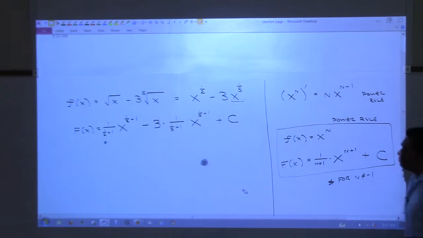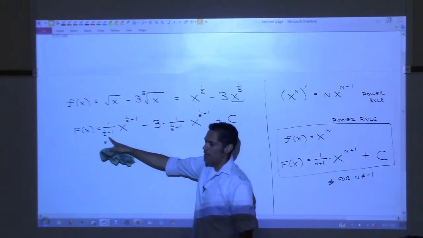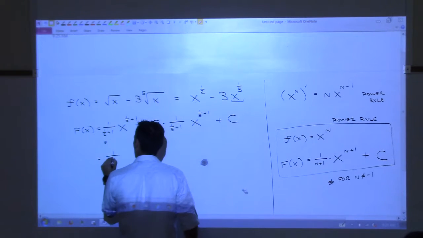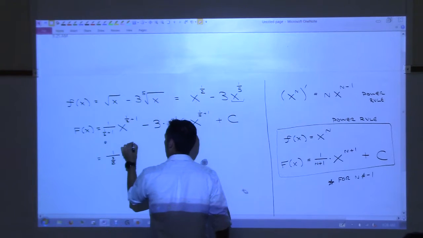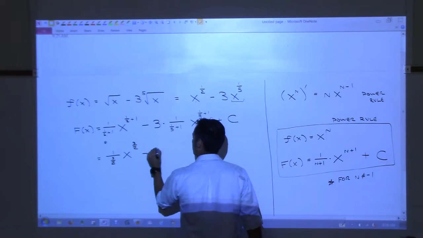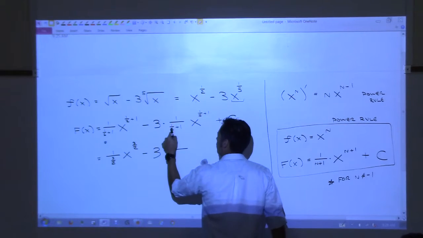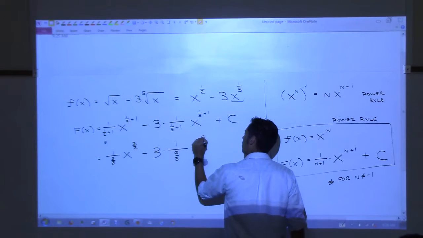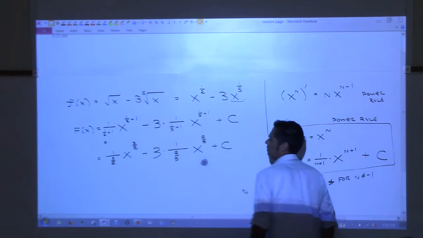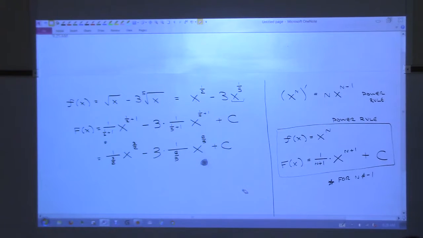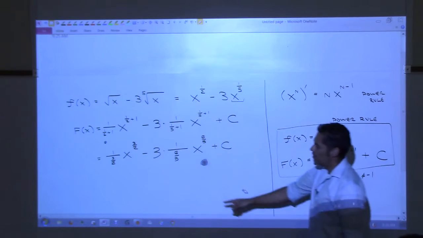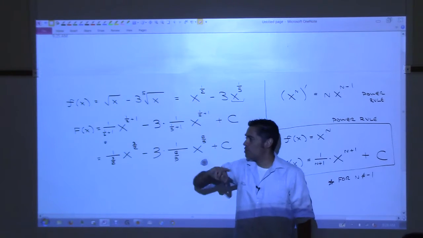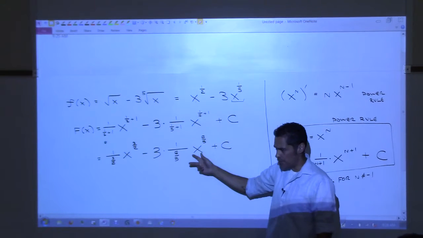All right, what's 1/2 plus 1? And don't tell me 1.5. 3 halves. That's 3 halves, right? So this is 1 over 3 halves, x to the 3 halves again, right? Minus 3 times 1 over 1/5 plus 1, which is 6/5. And then x to the 6/5. Then plus c. Anytime you have a fraction like this, 1 over a fraction, it reciprocates. So it just becomes 2/3. And this is going to become 5/6.